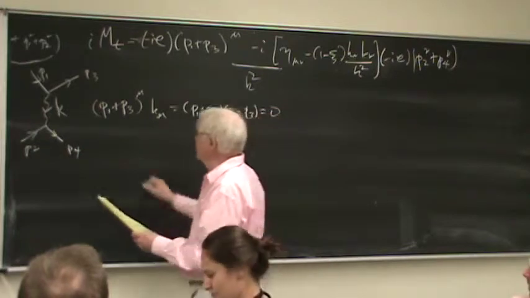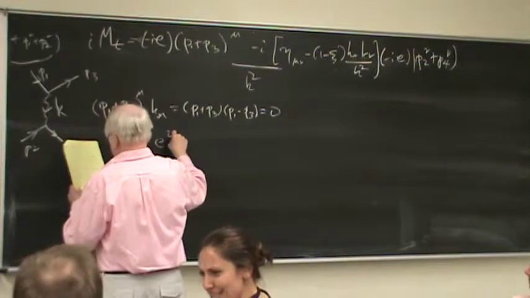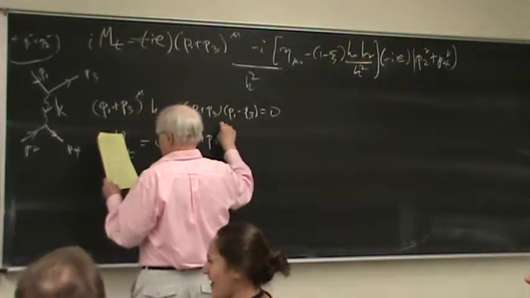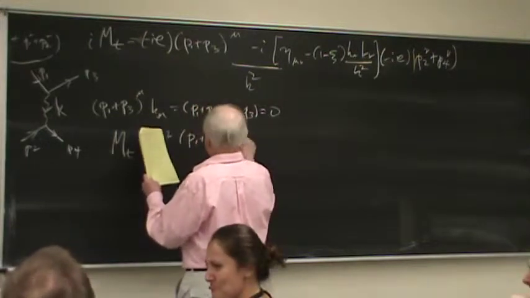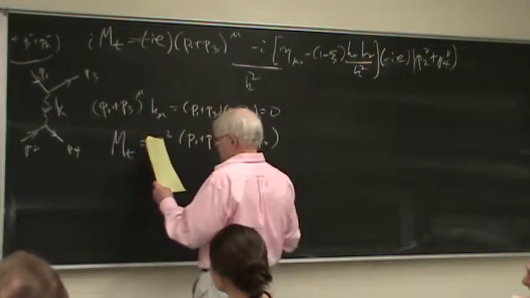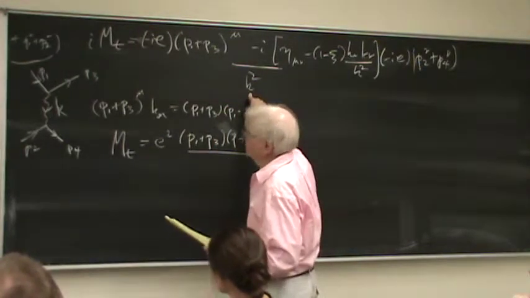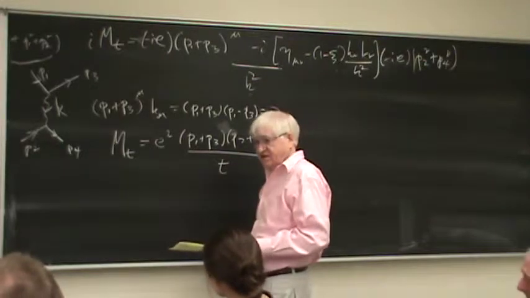So what we're left with is M_t is equal to e squared (P1 plus P3) mu, well, we can just write it as (P2 plus P4). It's just the inner product of those two. And it turns out that k, of course, is (P1 minus P3) squared. That's just t, the Mandelstam variable.